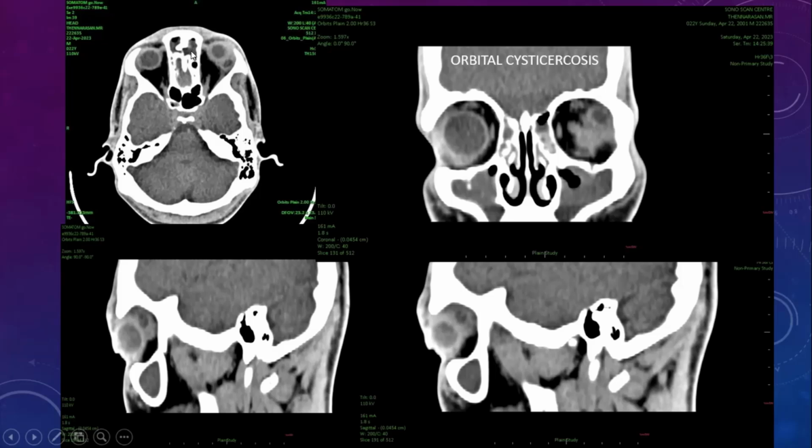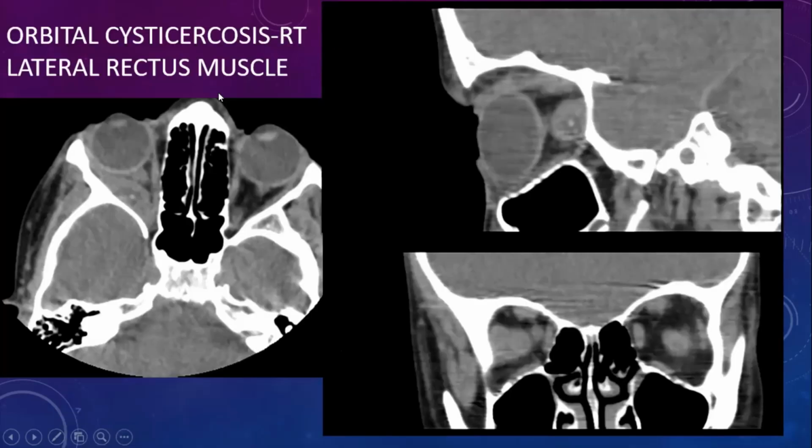So any cyst-like lesion with an internal scolex, with enhancement or without enhancement depending on the four stages, this solitary lesion that is located within the rectus, inside or outside, we have to think in terms of orbital cysticercosis. This is another case of orbital cysticercosis, and it is noted in the right lateral rectus. The previous case was on the left side, but here it is confined within the right side, and internal enhancement is noted. This is the scolex, what we are seeing as this single dot.